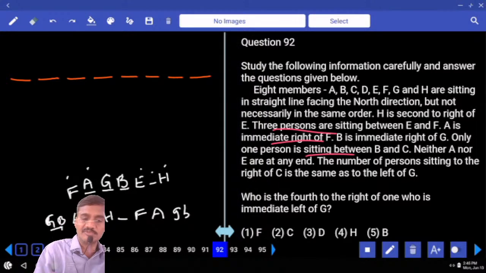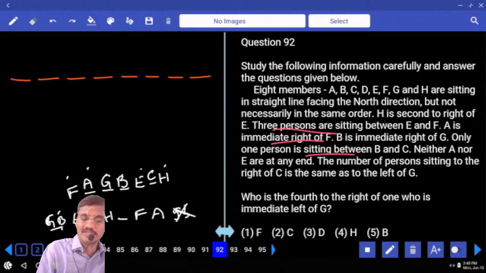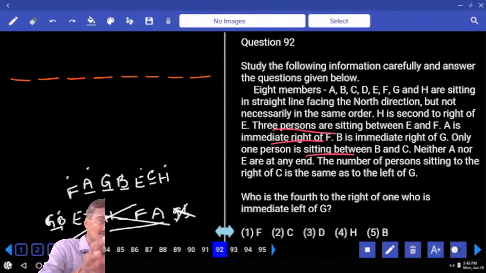Only one person between B and C. B and C, there is exactly one person. Now, if B is here, then G and B cannot be at this place. Isn't it? Hence, one person between B and C, there is another possibility. And next one, neither A nor E are at any end. Now, here in the second case, A is at an end, and this case is ruled out. And so we are left with only the first one.